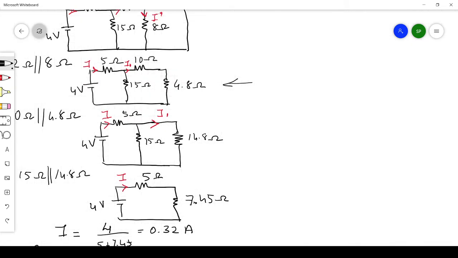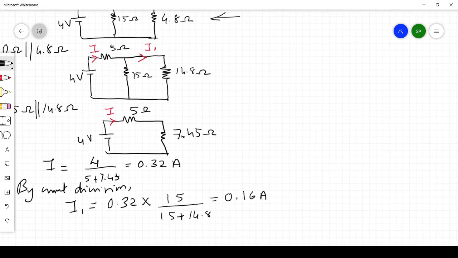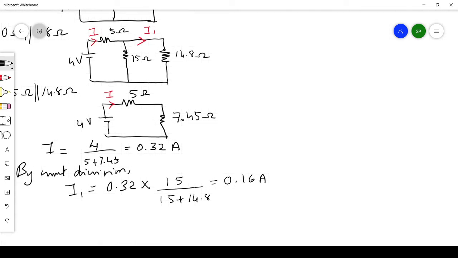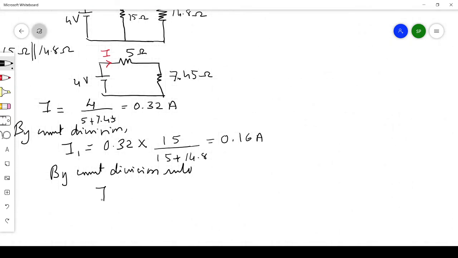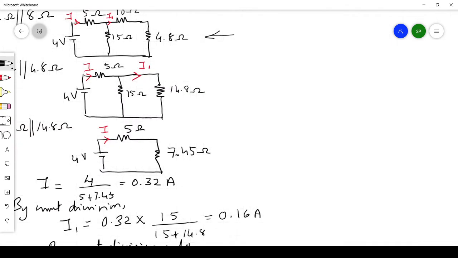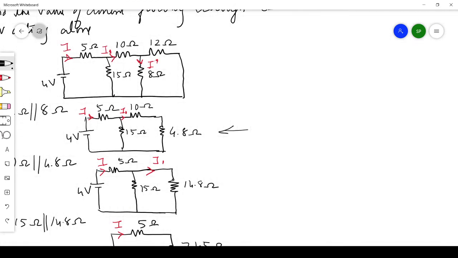So what is this 0.16 amperes? It is the current through this branch, 10 ohm. Okay, so that one we got as 0.16 amperes. Now you can again find, by the current division rule, the value of I dash. Now we got the value for I1. Now just check this diagram. Now the total current reaching this junction is I1.